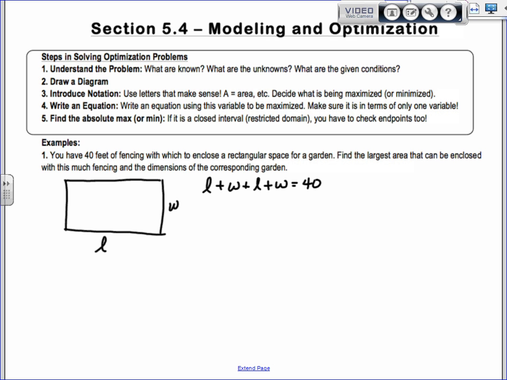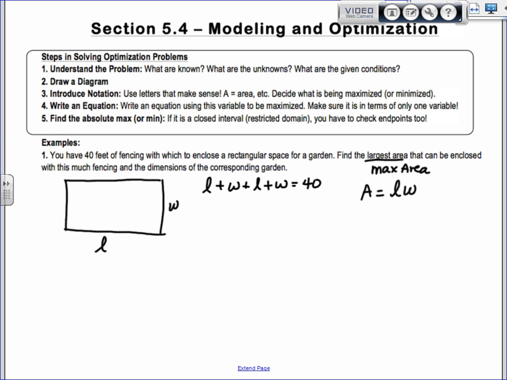So a lot of times you'll have two equations. Okay, find the largest area. That means we're trying to find the max area that can be enclosed with this much fencing and the dimensions of the corresponding garden. So the equation that we're trying to maximize is A. A equals L times W.